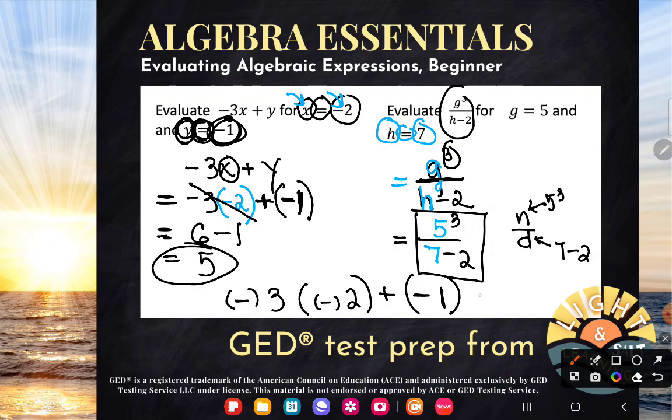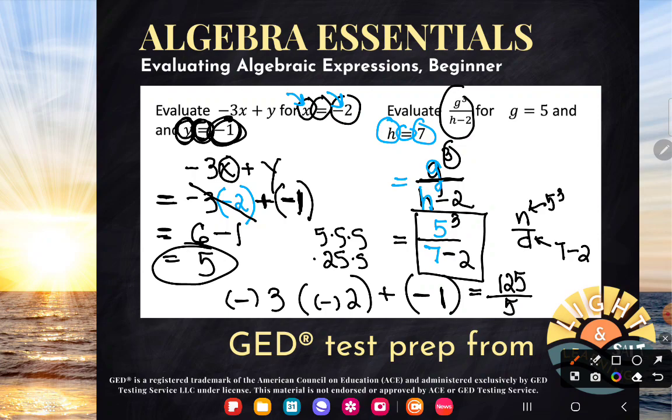But I am going to simplify by hand. So let's see. 5 cubed means the same as 5 times 5 times 5. 5 times 5 is 25. 25 times 5, 25, 50, 75, 100, 125. 125 up top. That was a grouping on the top of the fraction, so I started with my grouping. I also have a grouping on the bottom of the fraction. 7 minus 2 is 5.